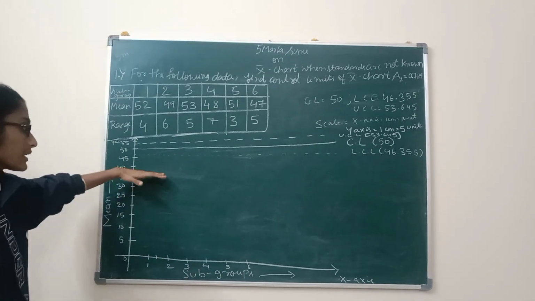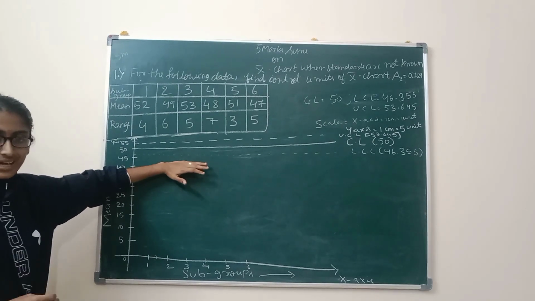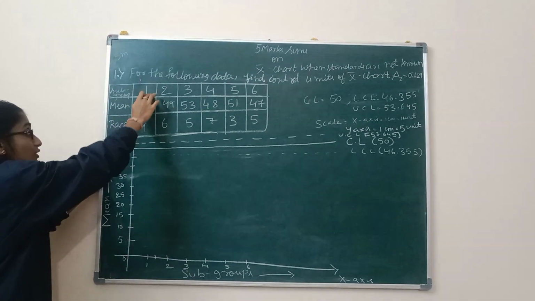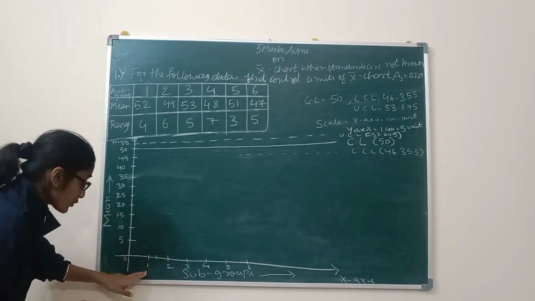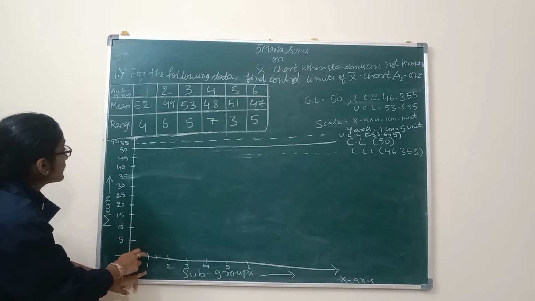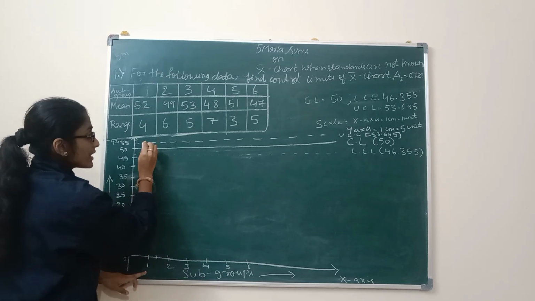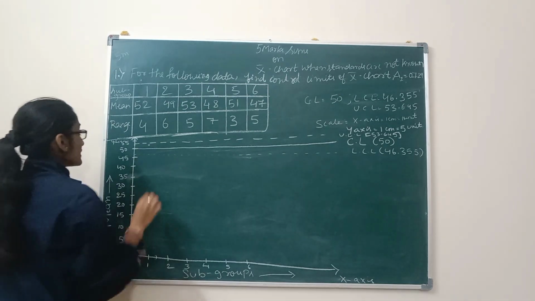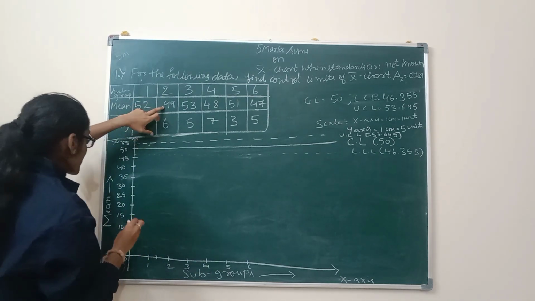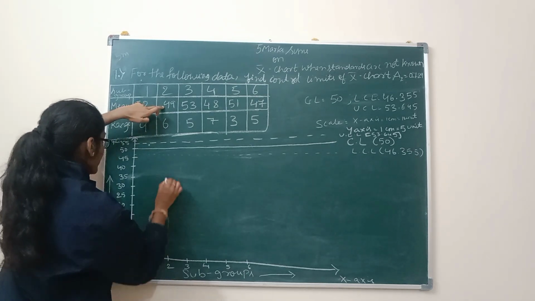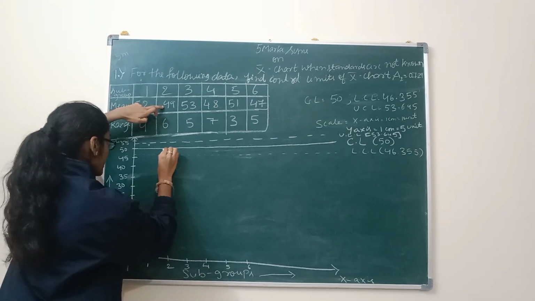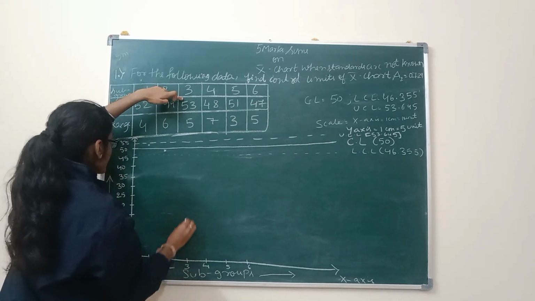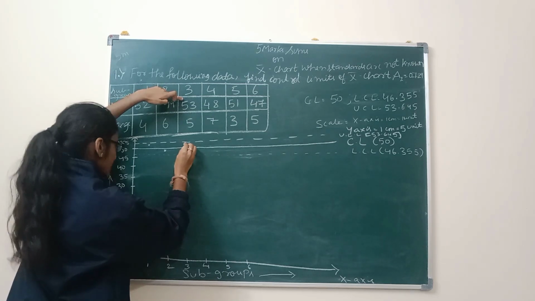The lines are a little uneven because this is not plotted using graph paper. So now we are supposed to plot each and every value for each subgroup. For subgroup 1, how much is the mean? 52. So 52 is somewhere around here. Next, for subgroup 2 we have 49 as the value. We get 49 somewhere around here. Next, for subgroup 3 it is 53. 53 is somewhere around here.